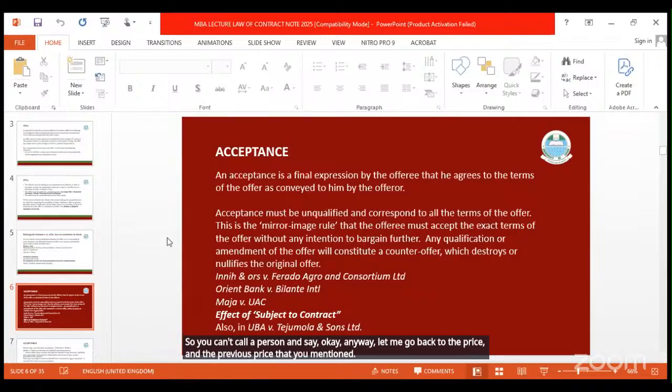No, it's too late, right? As far as the law is concerned, the life of that offer, once you utter it, has come to an end. And of course, there's also what they call subject to contract.